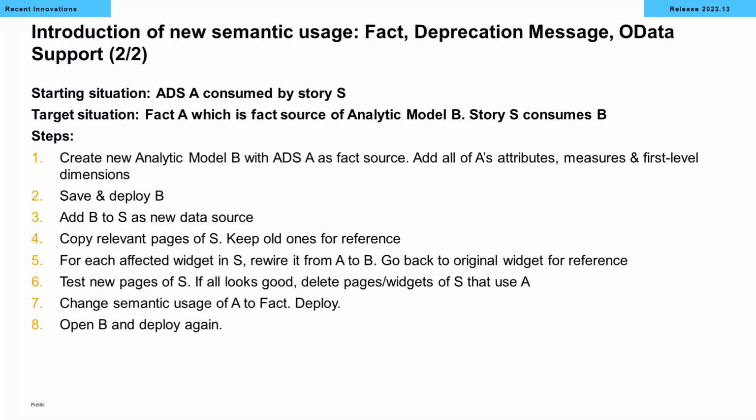So if you then add all of the attributes of the ADS and the measures, and also the first level dimensions, the cube that you're essentially designing at this point is exactly like this default cube that the ADS gives you. So these are really the same. You can add stuff later if you want, but so far it's a migration thing, so you want to have this. So then you save and deploy B.